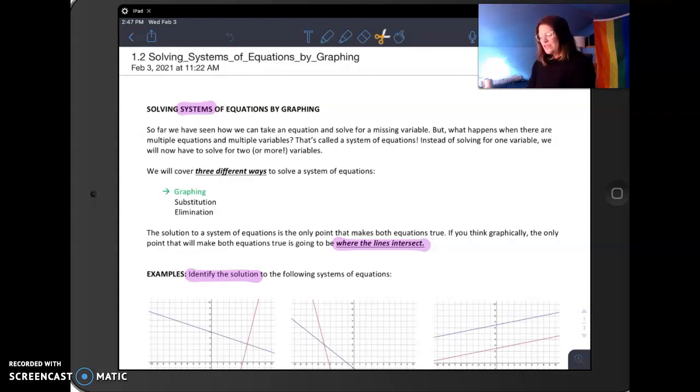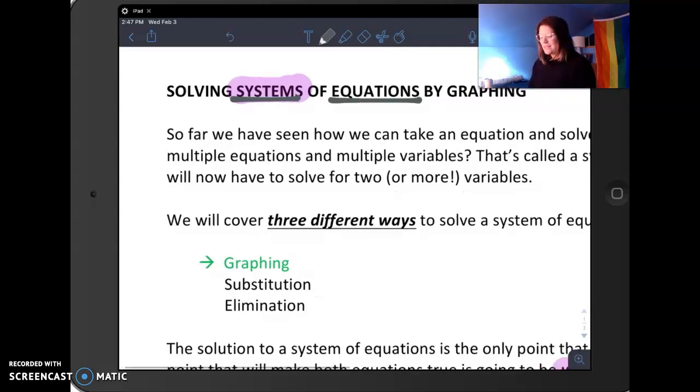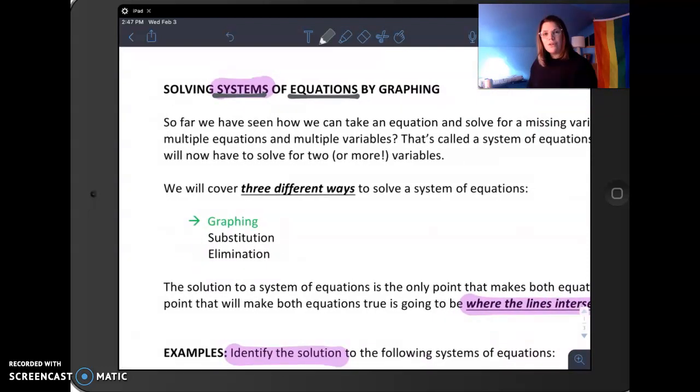All right, so the first vocab that we need to learn about is this word systems, and actually this word solving as well, but we'll talk about that in a second. Systems are more than one thing. So two parts can create a system, 3, 4, 5. We're going to be talking about systems of equations. And so what basically this means is we are just trying to solve more than one equation. And for us, it's going to be two equations. All right, and we're going to do it by graphing. So we're going to do it visually this first time.